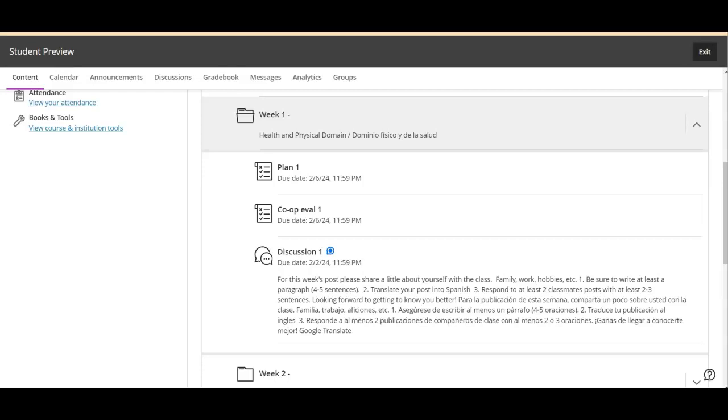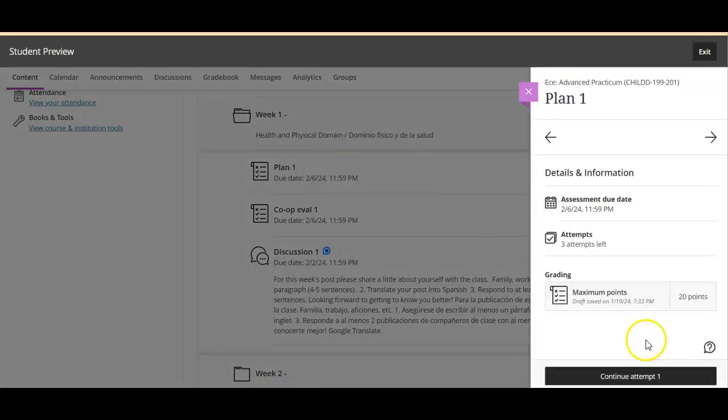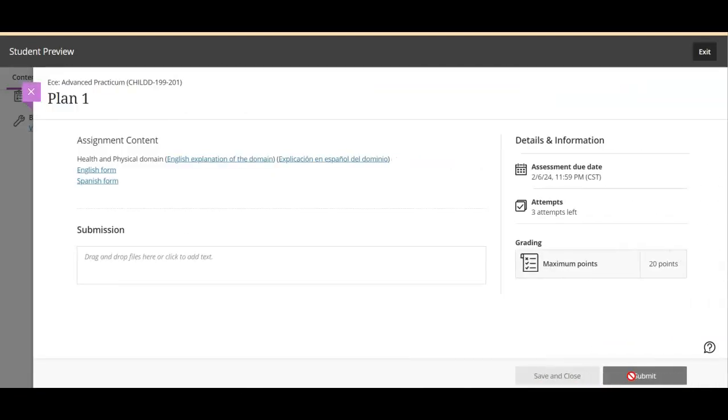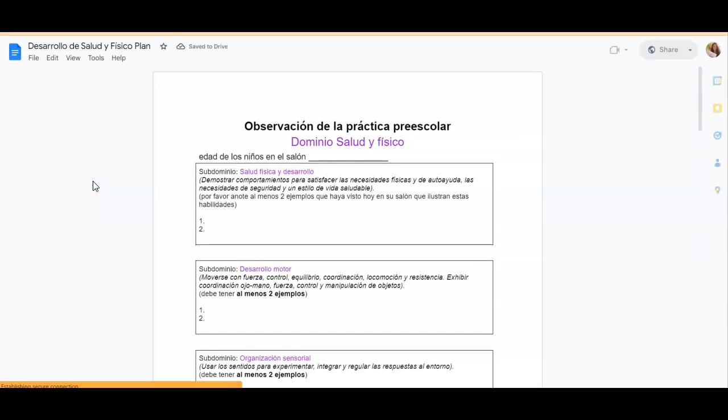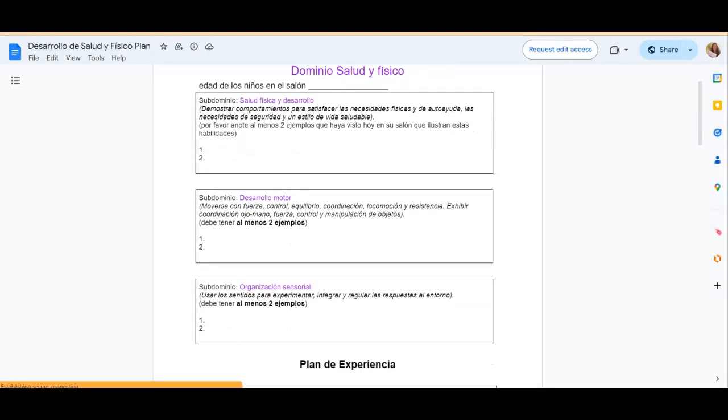So the first thing you're going to do when you go on Friday is, wait, first of all, let's open our plan. Continue attempt. I'm going to do the Spanish form this time because I always do English. So let's do the Spanish form. You are going to observe in the 3 subdomains of health and physical is what you're going to do.